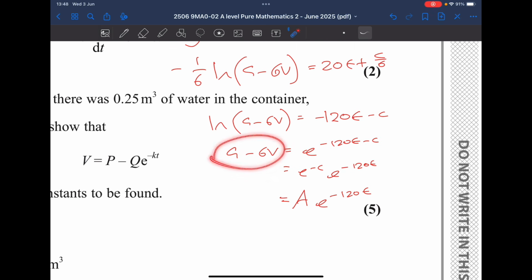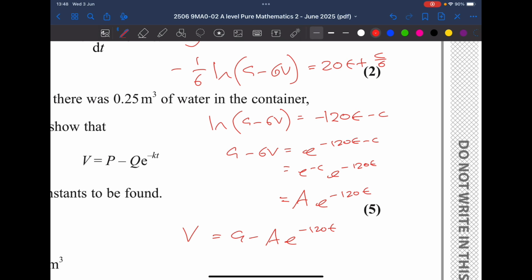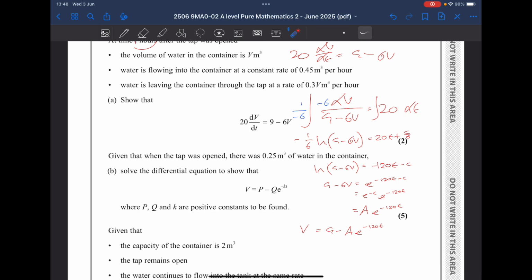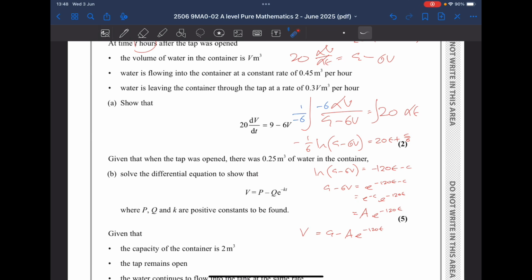So now let's rearrange for V. If we add the V over, we need to take that away and then divide by 6. So it's 9 minus this stuff, A e to the minus 120t, is going to equal 6V. Often you'll see that we have two unknowns in here, but we didn't in this case. There was no k, like we didn't know how much we were losing. So this is good.